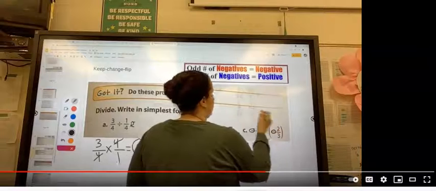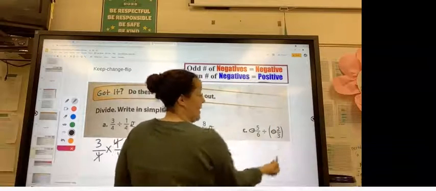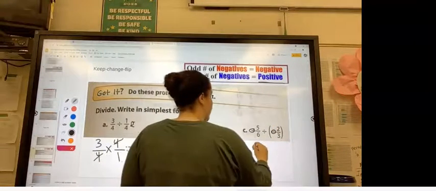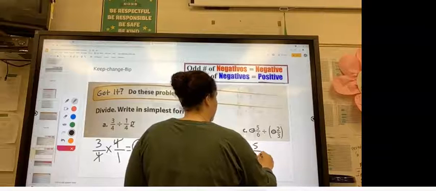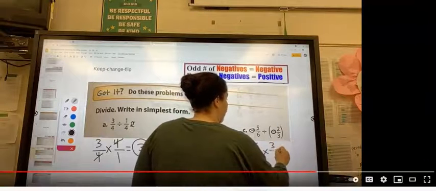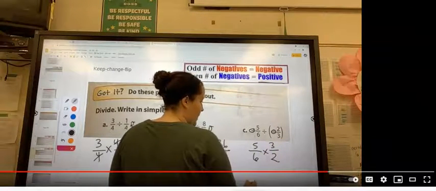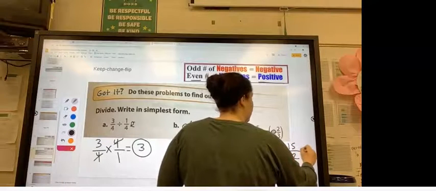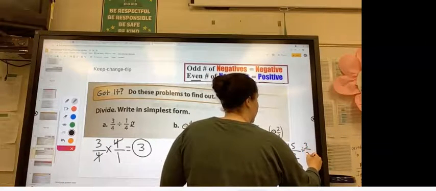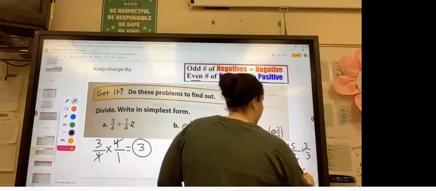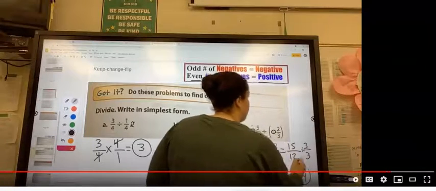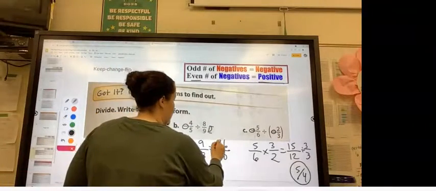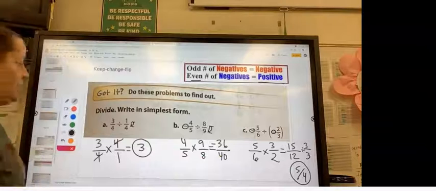Two negatives is even. Your answer will be positive for this one. So now I'm just going to keep, change the sign, flip the last one, right? And that would be 15/12, which dividing by 3/3 will reduce to 5/4. Positive, right? This one would be negative. Don't forget the negative in that one.